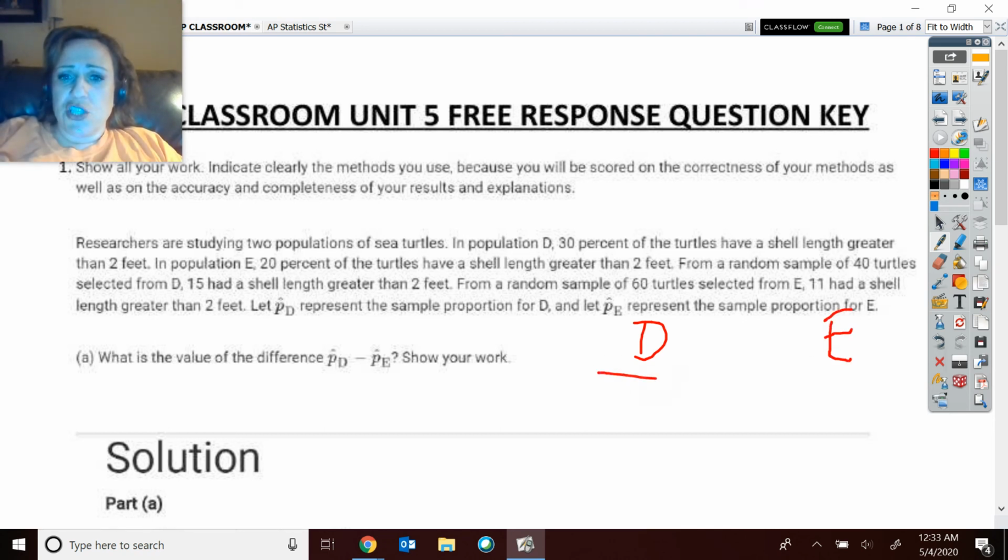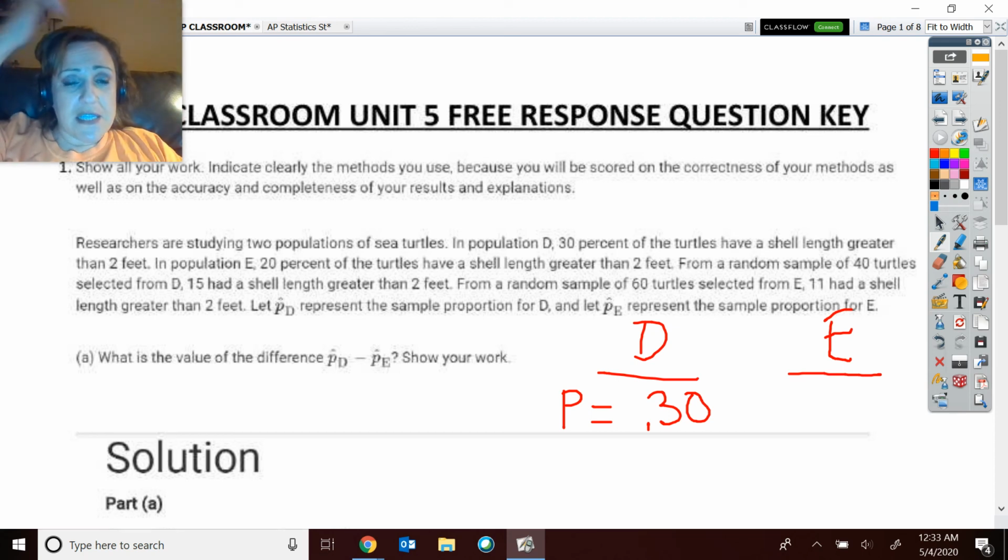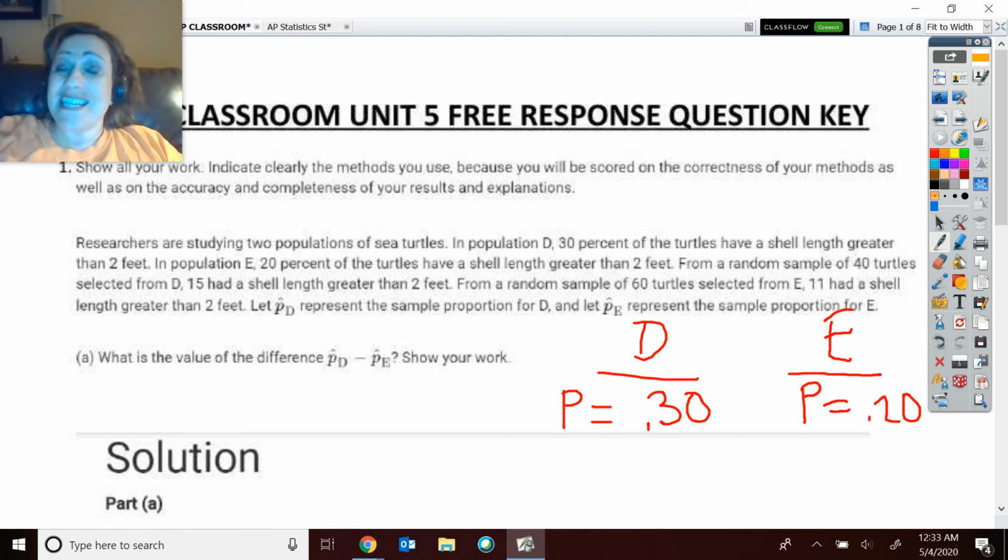Okay, so just in general, what we have been told, because I like to keep this: the population proportion is stated that 30% of them have a turtle shell length greater than 2 feet, and that E's population percent is 20%. So we are told true P for both population D and population E. But they then take a sample, and that sample that they get is our P hat.